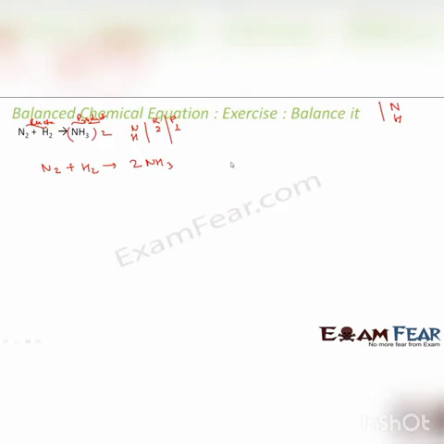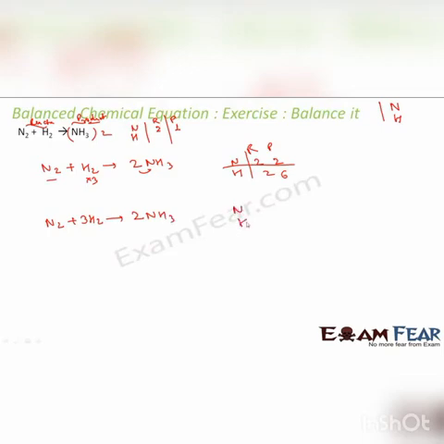Now let's check if it is balanced. Again we have nitrogen and hydrogen, reactant and product. Nitrogen, how many do we have? 2 in reactant. In product, how many now? 2. Hydrogen, we have 2 here, and here we have 6. That means if you multiply this by 3, things will be balanced. So I'll multiply this by 3. The new formula I get is N2 plus 3H2 is equal to 2NH3.